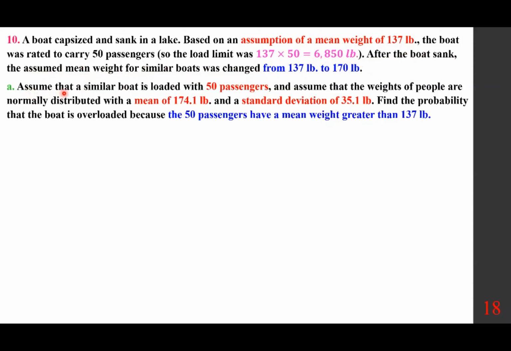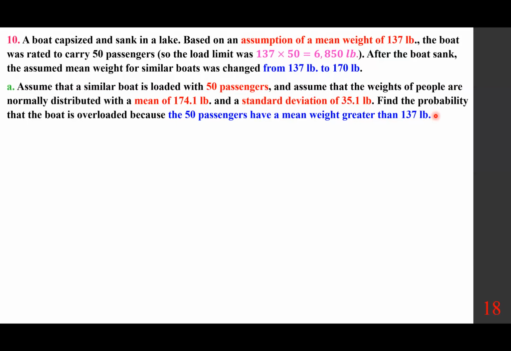A. Assume that a similar boat is loaded with 50 passengers, and assume that the weights of people are normally distributed with a mean of 174.1 pounds and a standard deviation of 35.1 pounds. Find the probability that the boat is overloaded because the 50 passengers have a mean weight greater than 137 pounds. Excellent. So this is quality control. This is checking whether the old assumption works or not.